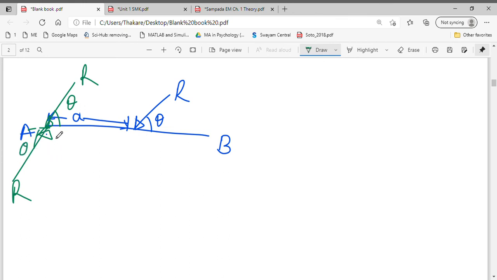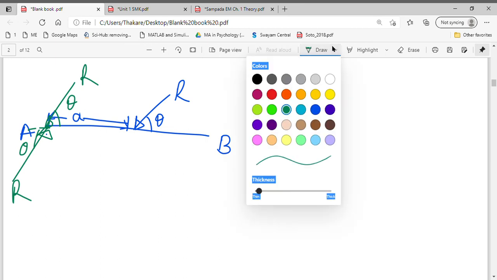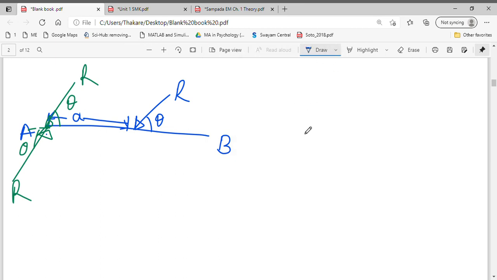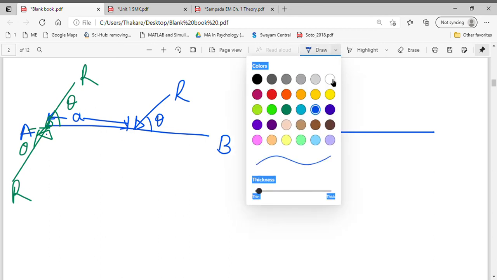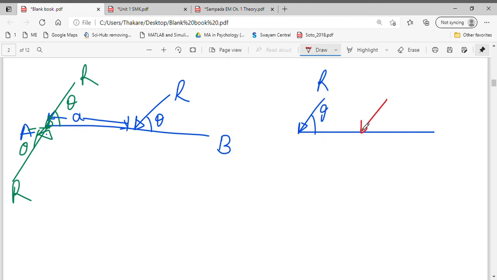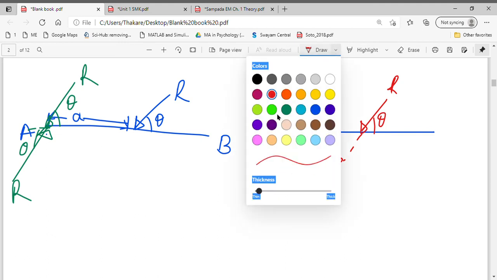Okay, now what we have to do? We have to generate a couple. So a couple will be formed. Now you have this one force R making an angle theta, and the couple will be formed between these two forces. This is your R at an angle of theta, and this is another R at an angle of theta. We need the perpendicular distance between the lines of action, which we know as a. So your couple will again be a clockwise couple.